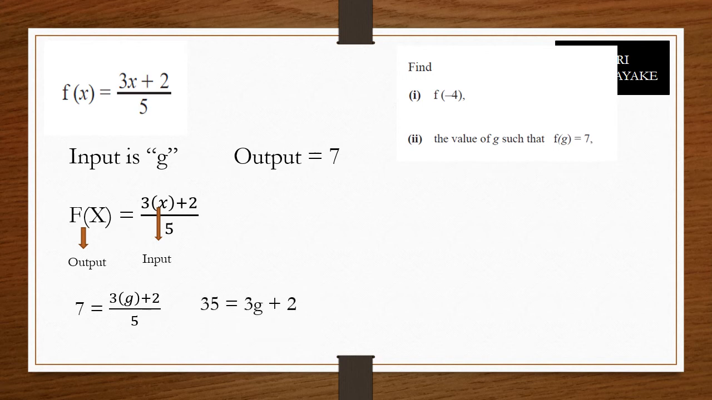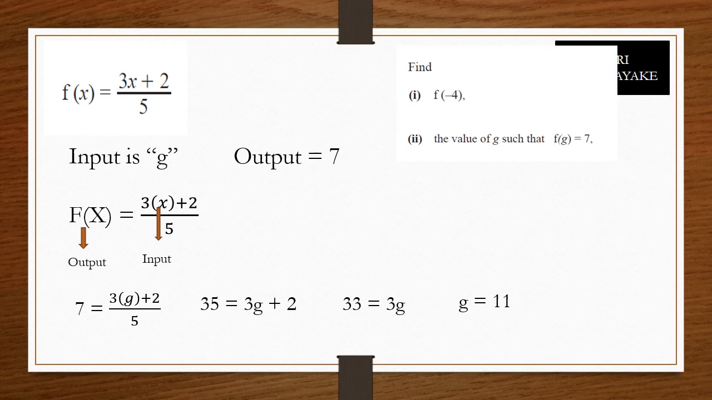Let's multiply both sides by 5. Then 35 equals 3g plus 2. Now bring the 2 to the other side. Then it becomes 33. Now you divide both sides by 3. Then the value of g is 11.